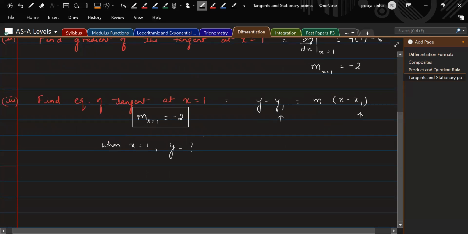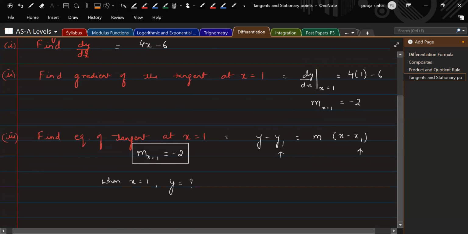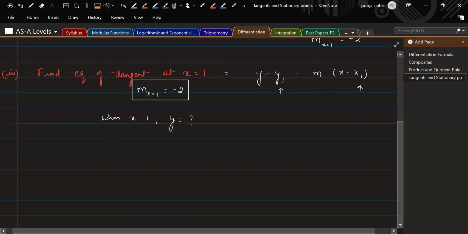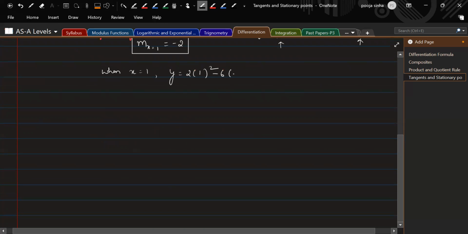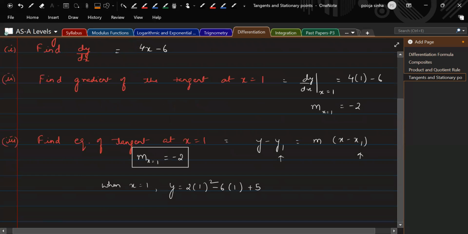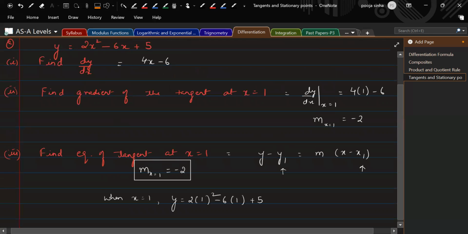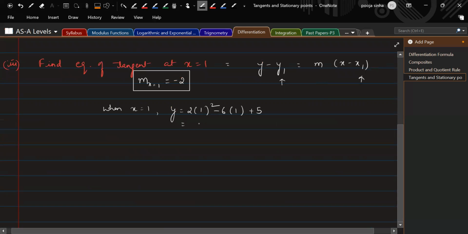So what was the main equation? It was 2x square minus 6x plus 5. So we are going to put it here. 2x square minus 6x plus 5. Correct? Yeah. So we are putting 1 here, correct? Yeah. So what is the answer? What did you say? 1. It's 1. Y is equal to 1. So when x is equal to 1, y is equal to 1, correct? These are the two things.